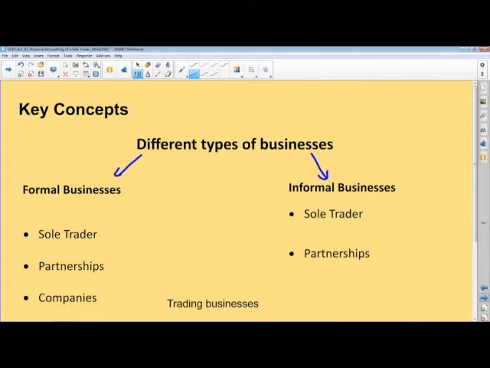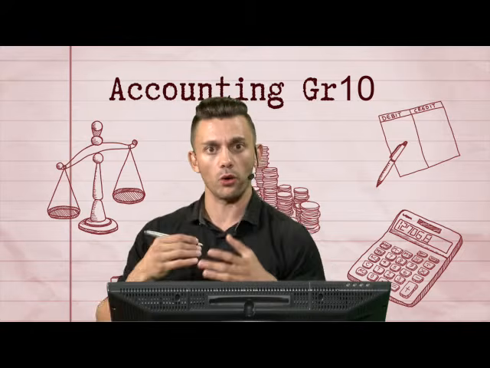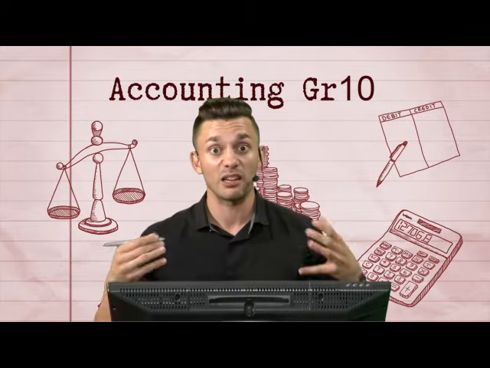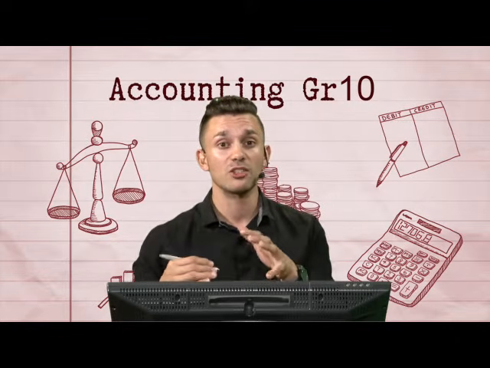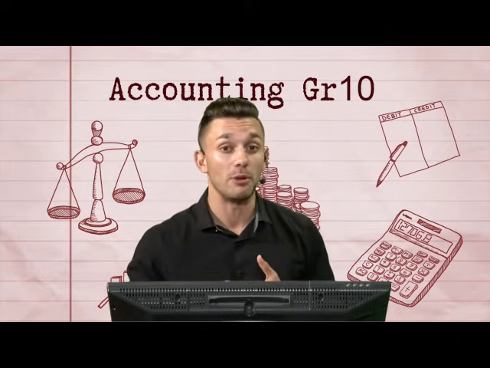We can have a sole trader, remember that is one owner, or we can have a partnership under these informal businesses where we have 2 to maybe a maximum of 20 owners within a business. Now, what makes it an informal business? Or let's quickly rephrase that question. What is an informal business? An informal business will be a business that's not registered for maybe VAT or registered at SARS.